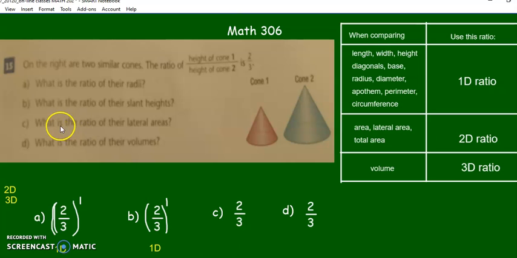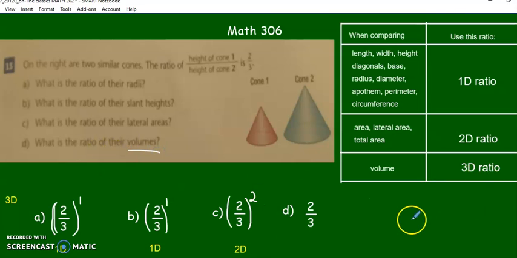Part C, what is the ratio of their lateral areas? Now area, that's a 2-dimensional measurement, centimeters squared, meters squared. So that's a 2D ratio. So all I have to do is take the 1D ratio and raise it to the power of 2. So the 2D ratio would be 4 over 9. And then the third one is volume.